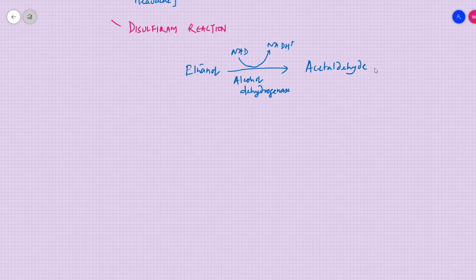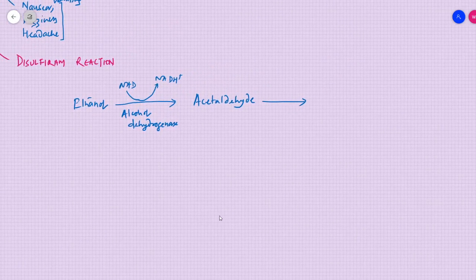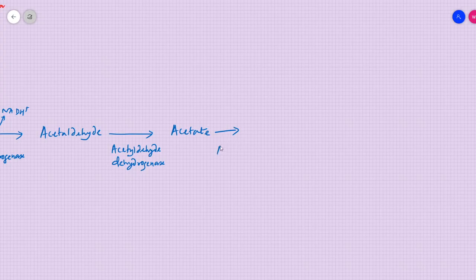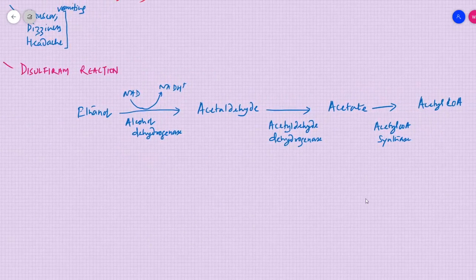This acetaldehyde, similarly, is acted upon by another enzyme, acetaldehyde dehydrogenase. Okay, and acetaldehyde becomes acetate or acetic acid. Acetate, in the presence of acetyl CoA synthase, is converted to acetyl CoA. Okay. So this is the normal metabolism of alcohol.